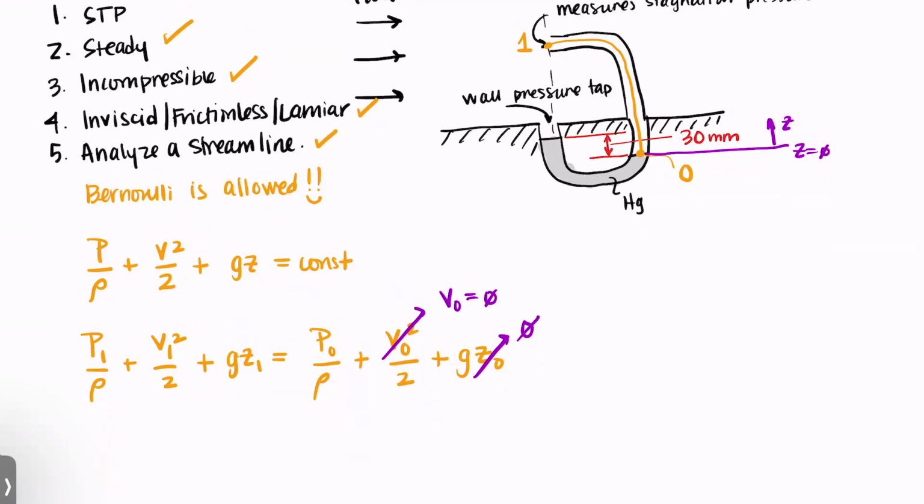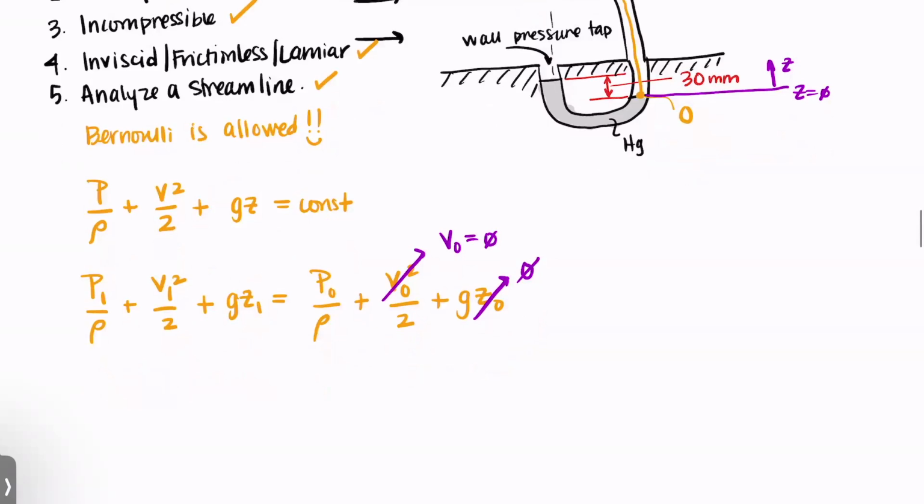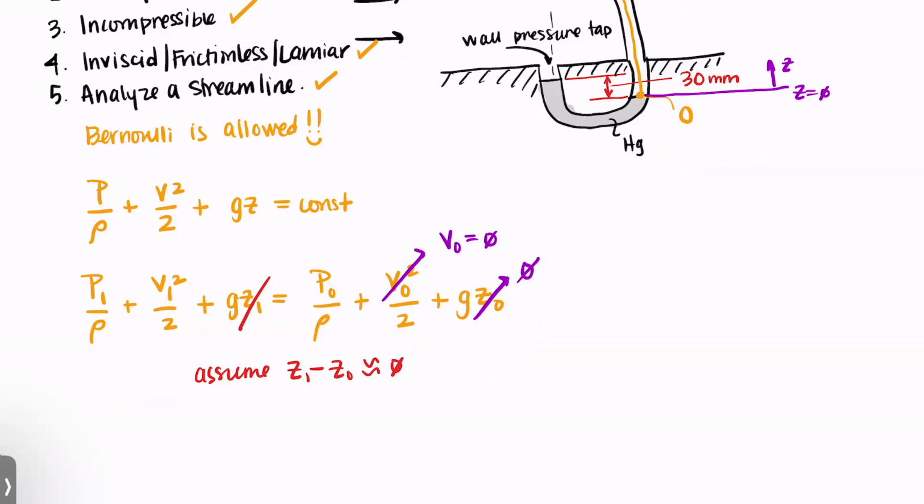And actually, for stagnation pressure, these Pitot tubes, we typically will assume that the difference between Z1 and Z0, the height of this little tube, is negligible compared to the other terms. So let me write a note about this. We're going to assume Z1 minus Z0 is approximately 0. All right.